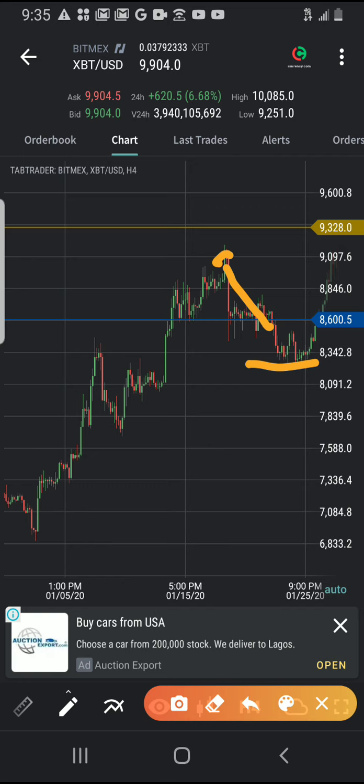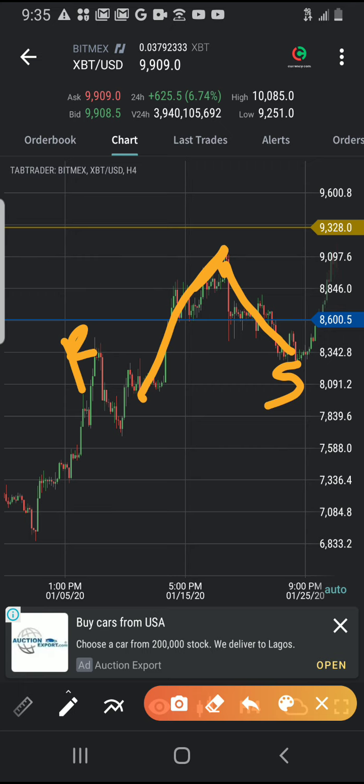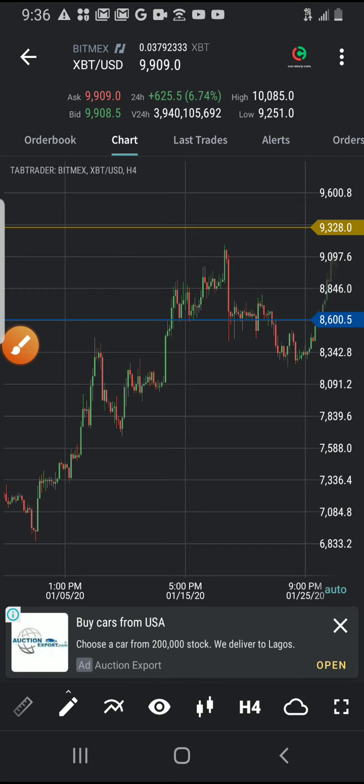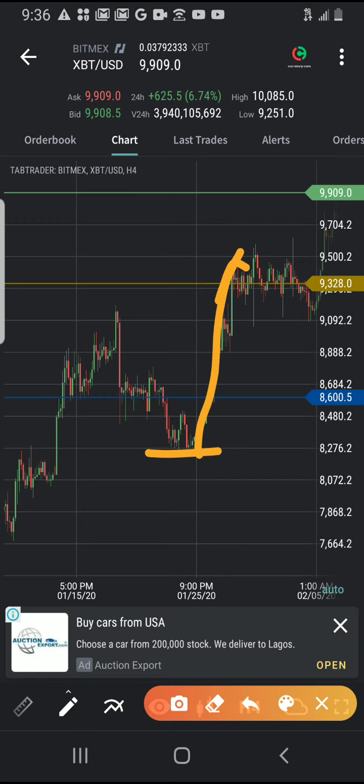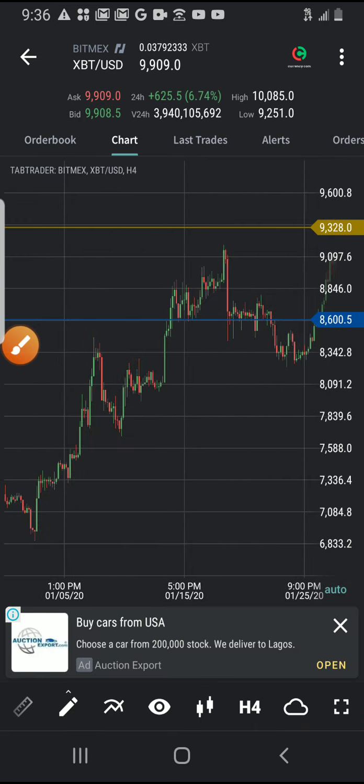Now remember, here was a resistance before. Let me start from scratch. Here was a resistance. We finally broke above, and we returned. Here serves as a support. That same price level, the 8,384 region, now served as a support. And if you noticed, immediately we touched this region, we moved back up. That's because it acted as a support.